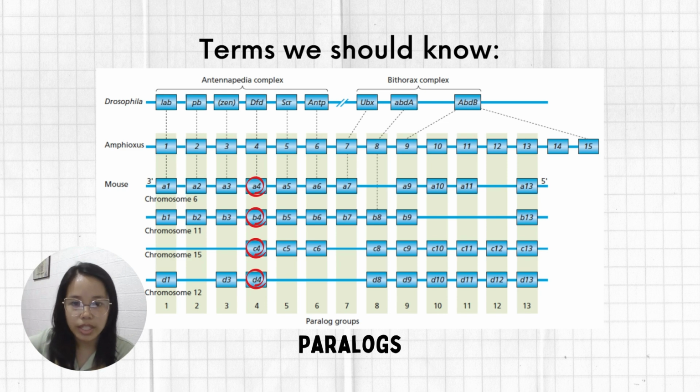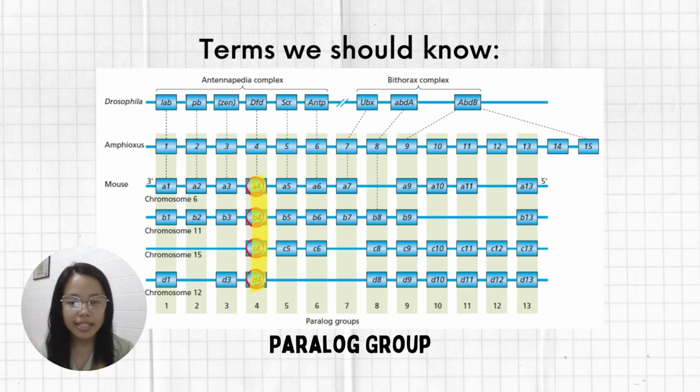The individual genes with the same number, for example, A4, B4, C4, and D4, are called paralogs. Be careful not to confuse it with gene clusters. Gene clusters are more general. Basically, their role is to categorize each cluster as A, B, C, and D. Paralogs, however, have to be the same individual gene number, such as seen here, A4, B4, C4, and D4. And then, a set of these paralogs would be called a paralog group.